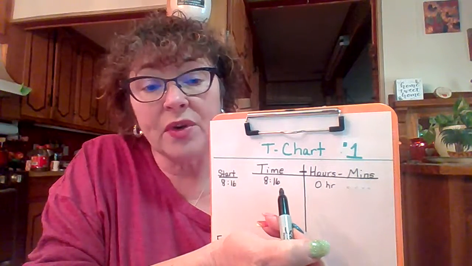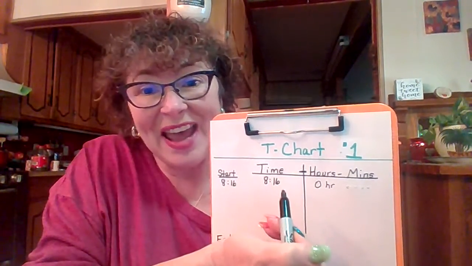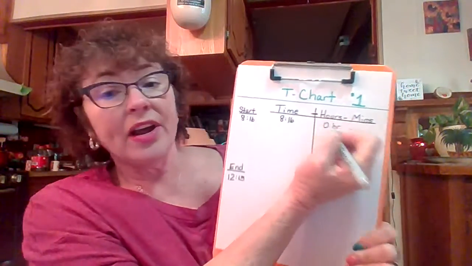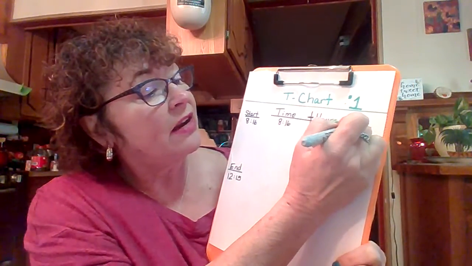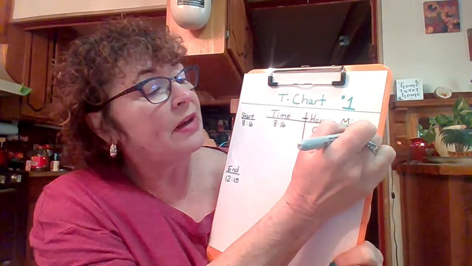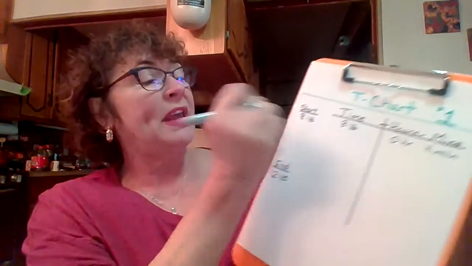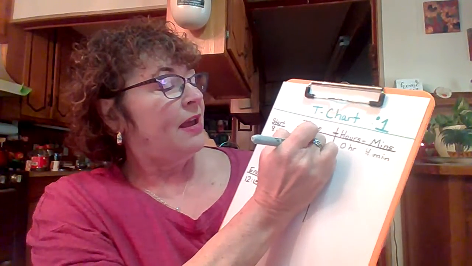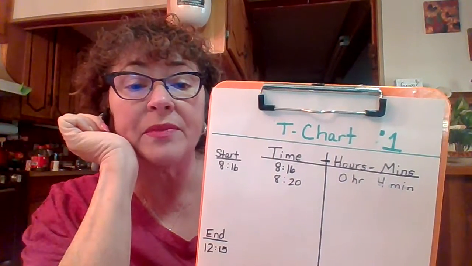Okay, so I want to get to 8:20. So I'm going to need to add 4 minutes. So right here, I'm going to write 0 hours and 4 minutes. Okay, 0 hours and 4 minutes. So that gives me my new time of 8:20.